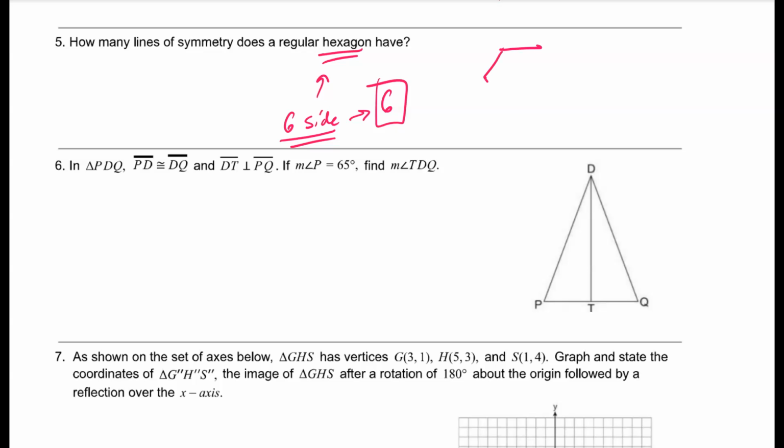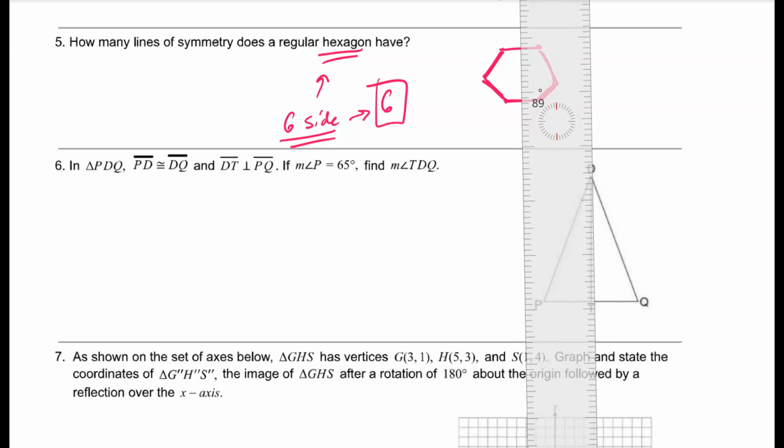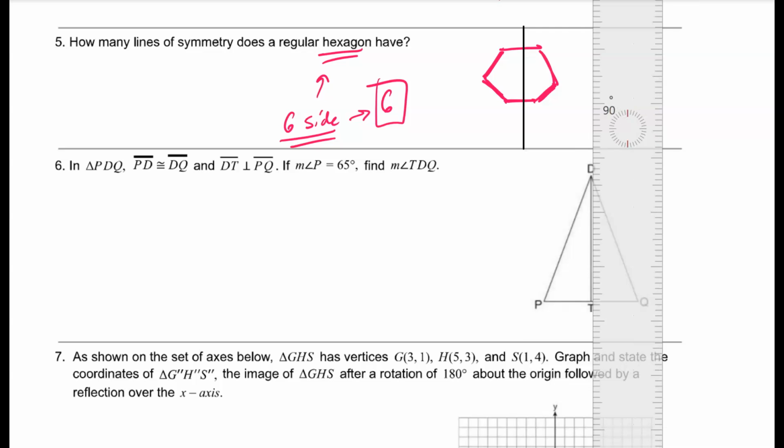So what you could do is sketch out a picture, and I'm going to do this to the best of my ability, of a regular 6-sided hexagon. Regular just means that all the sides and all the angles are the same. And it looks like if I draw a segment going right down the middle there, bisecting both the top and bottom sides, that'd be a pretty good line of reflection.